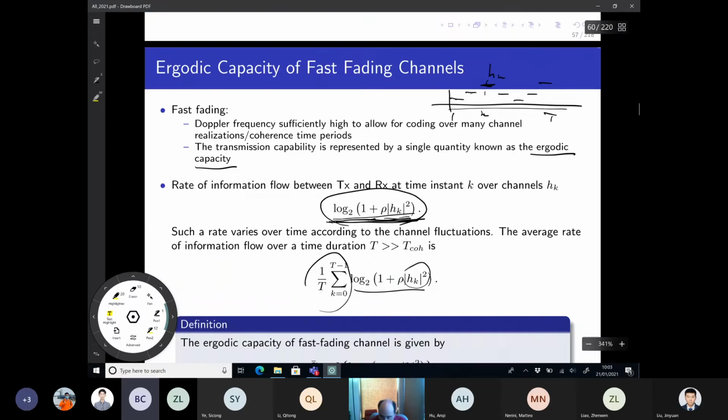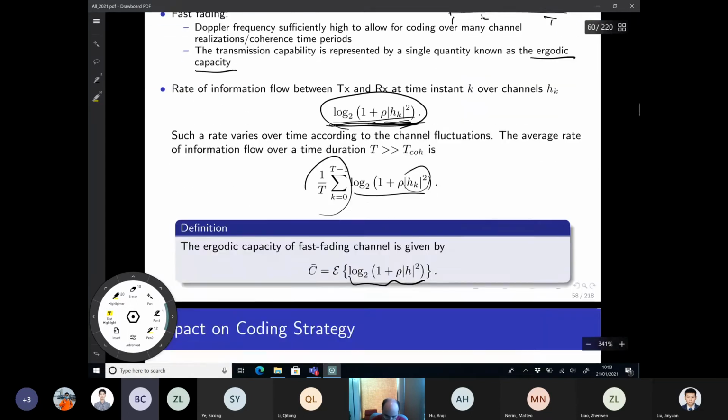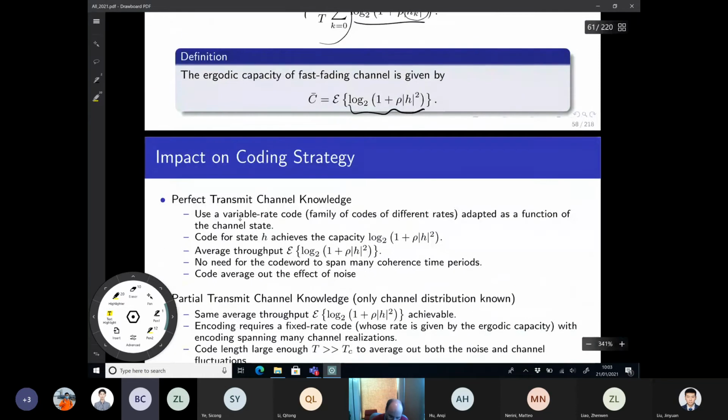So what that means is that this block length here has to be still sufficiently long in order for me to actually encode over this channel. But I could, because I know H at the transmitter, adjust the rate of the transmission. Right? And so what it means is actually you use a variable rate code.